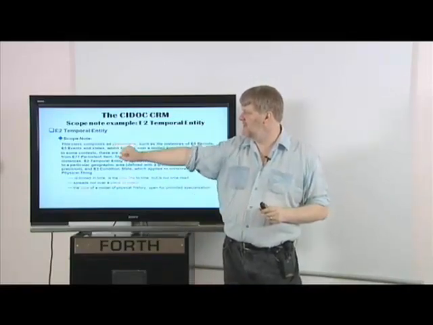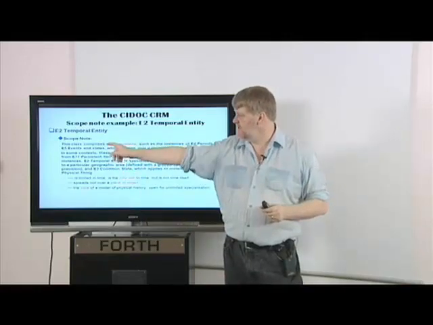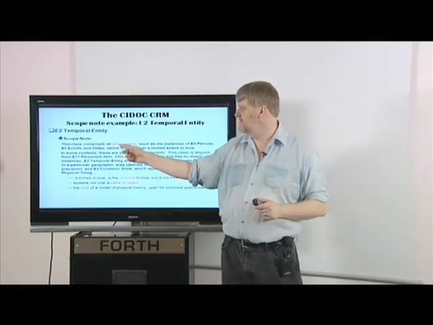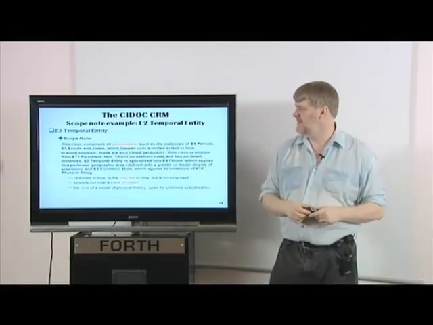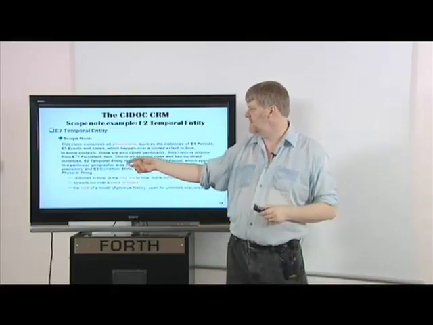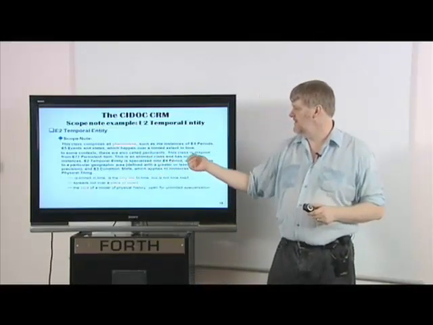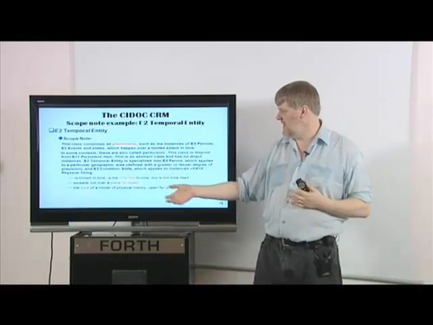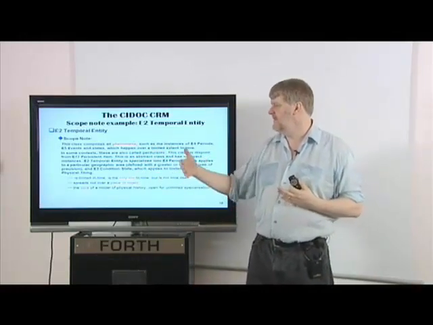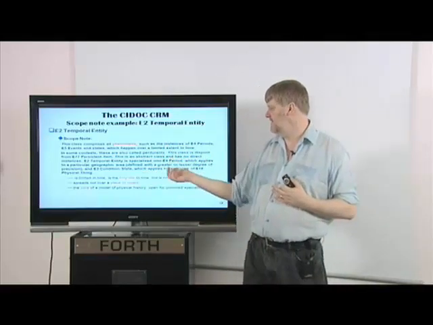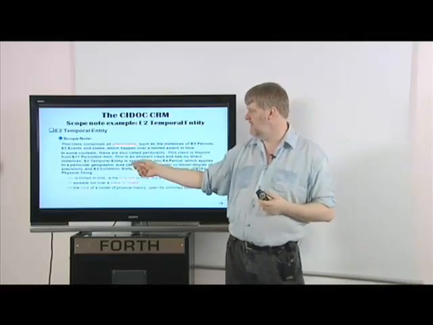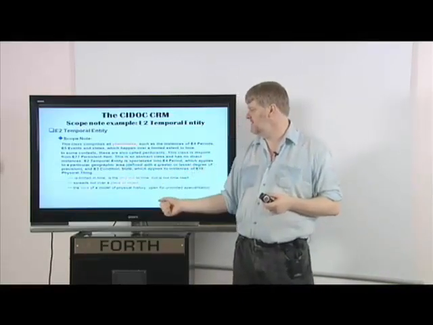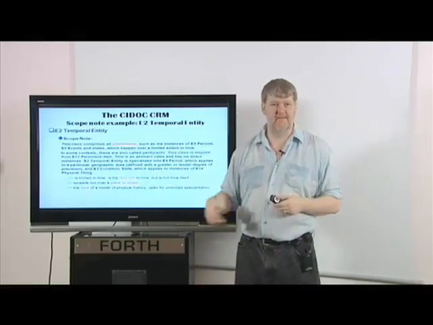So it says this class comprises all phenomena, such as the instances of E4 periods and E5 events and states, which happen over a limited extent in time. In some contexts, these are also called perdurants. This class is disjoint from E77 persistent item. This is an abstract class and has no direct instances. E2 temporal entity is specialized into E4 period, which applies to a particular geographic area, defined with a greater or lesser degree of precision, and E3 condition state, which applies to instances of E18 physical thing. So that's the definition of what it is.